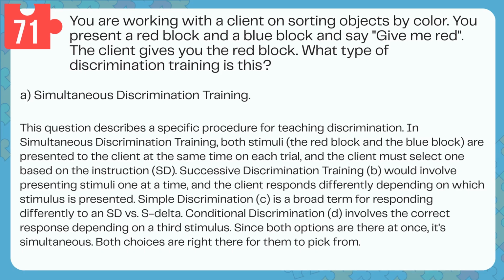Successive discrimination training, B, would involve presenting stimuli one at a time, and the client responds differently depending on which stimulus is presented. Simple discrimination, C, is a broad term for responding differently to an SD versus an S-delta. Conditional discrimination, D, involves the correct response depending on a third stimulus. Since both options are there at once, it's simultaneous. Both choices are right there for them to pick from.